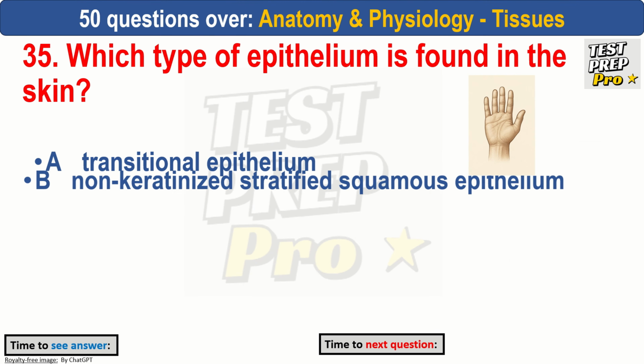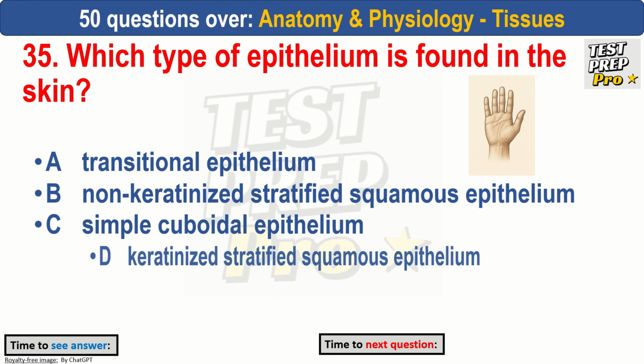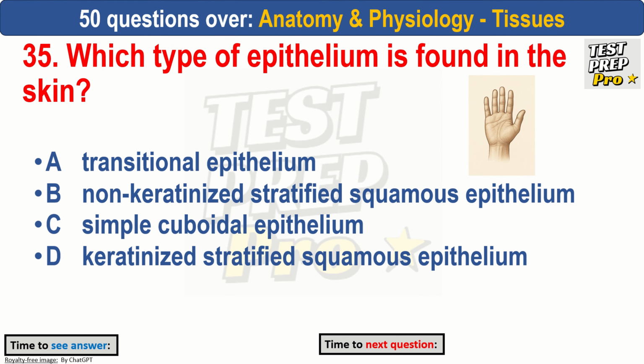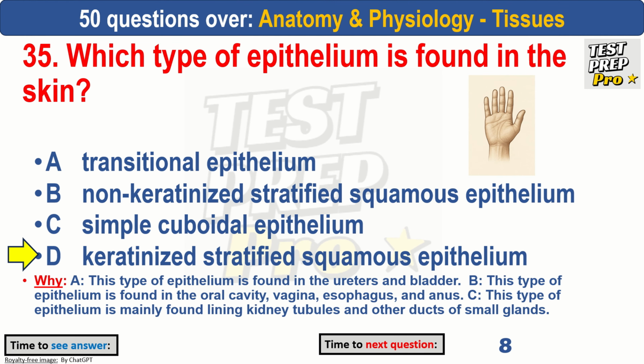Which type of epithelium is found in the skin? Is it transitional epithelium, non-keratinized stratified squamous epithelium, simple cuboidal epithelium, or keratinized stratified squamous epithelium? The answer is keratinized stratified squamous epithelium. Transitional epithelium, again, is found in the inner lining of the bladder and the ureters.